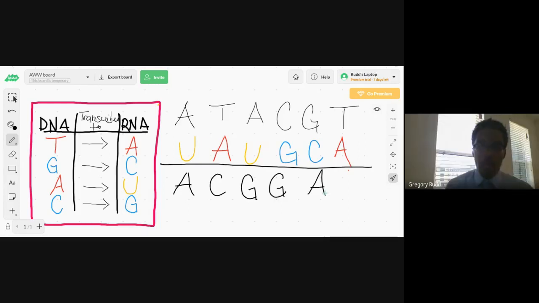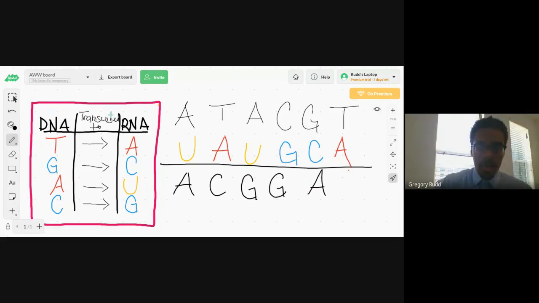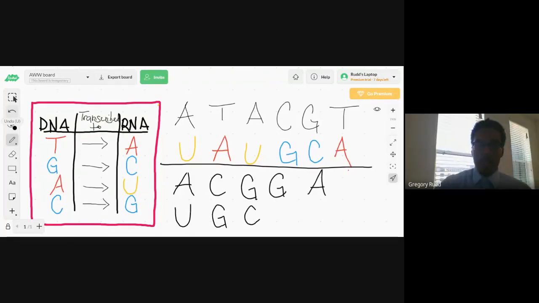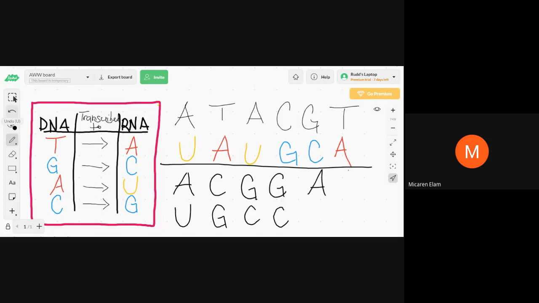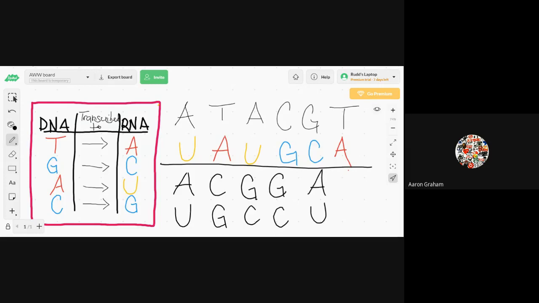T. Nope, no T's. Remember, no T's in RNA. Then what? G. C. C. U. Excellent. Good. So let's check and make sure. We should have U, G, C, A, U, G, C, C, U. That's correct. Good job.